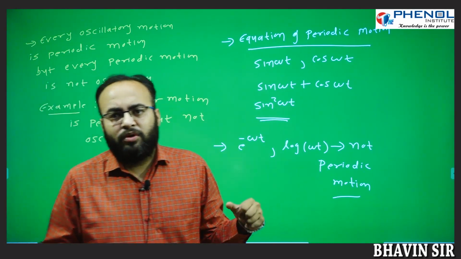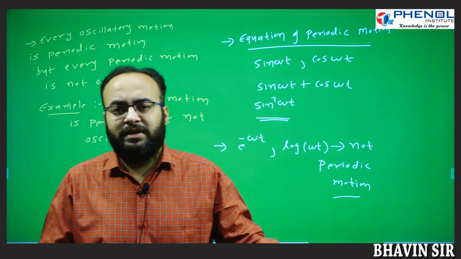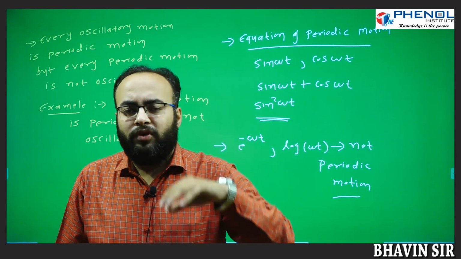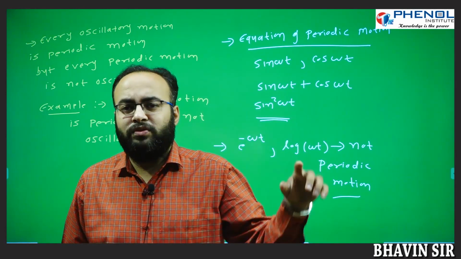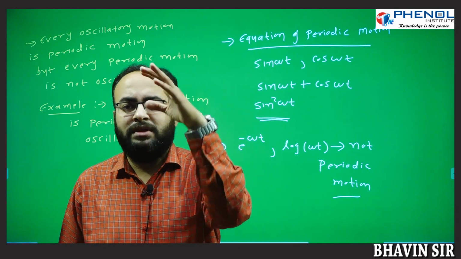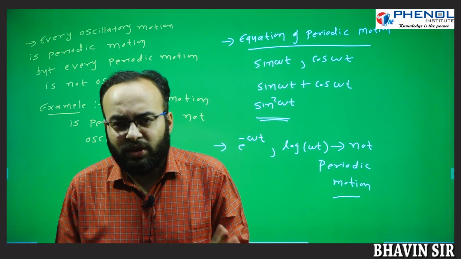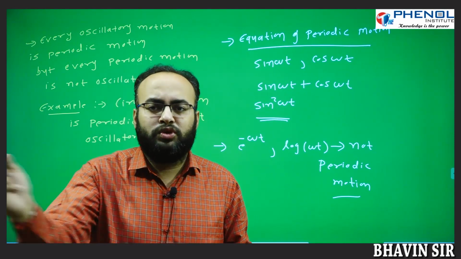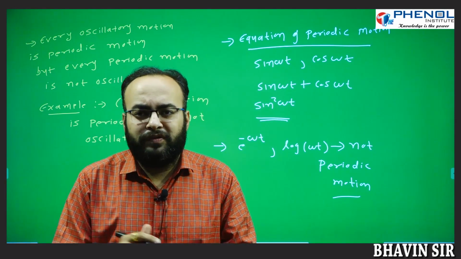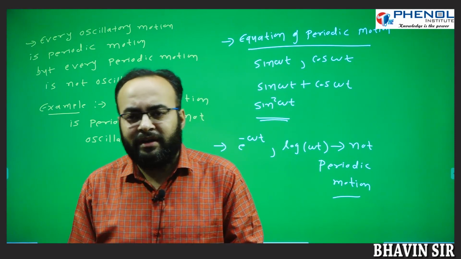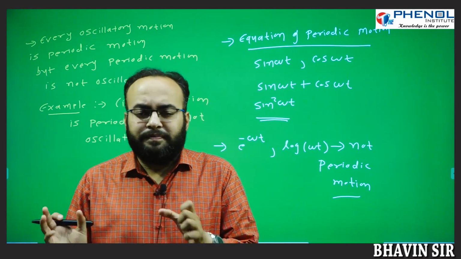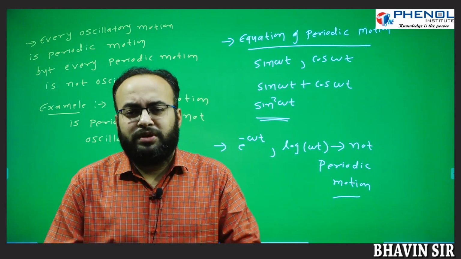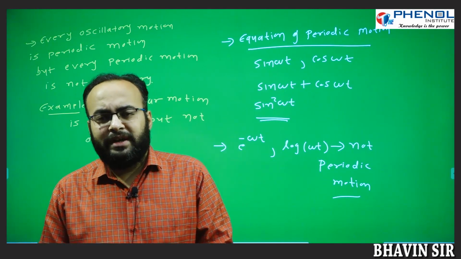In oscillatory motion, the body oscillates to and fro, up and down. So this is oscillatory motion. What is an example of periodic motion? Motion of the earth, motion of the hour hand and minute hand in a clock. These are periodic motion. What are examples of oscillatory motion?